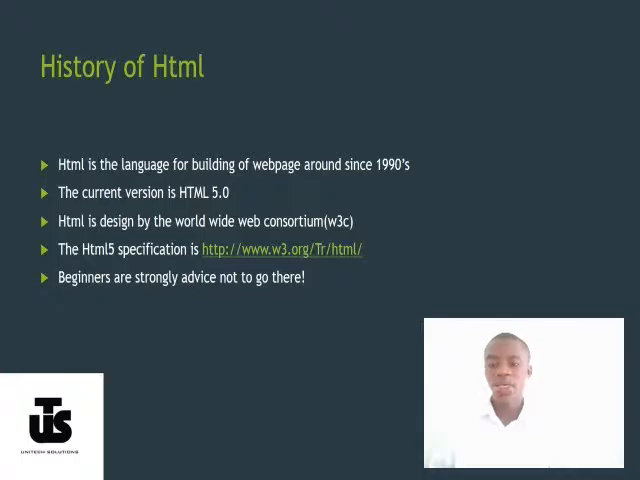Now let's look at the history of HTML. HTML is the language for building web pages, around since the 1990s. The current version is HTML 5.0. The first version was released in 1991. HTML is designed by an organization called the World Wide Web Consortium, W3C.